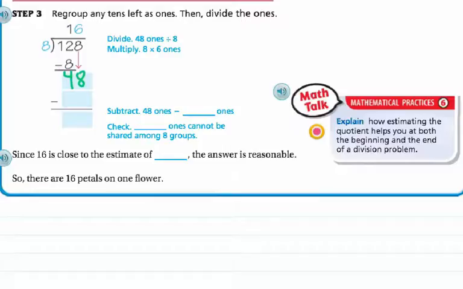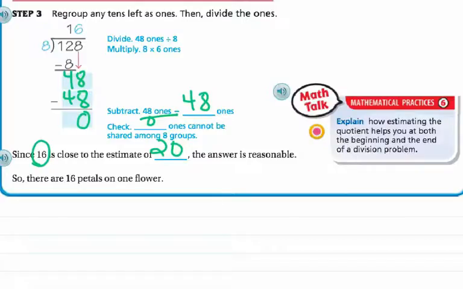now we have 48. We know we can divide 48 by 8, and we know that 6 times 8 is equal to 48. So it says 48 ones minus 48 ones would be 0. It says check. 0 ones cannot be shared among 8 groups. So remember our original estimate, which was 20. Since 16 is close to the estimate of 20, the answer is reasonable. So there are 16 petals on one flower.